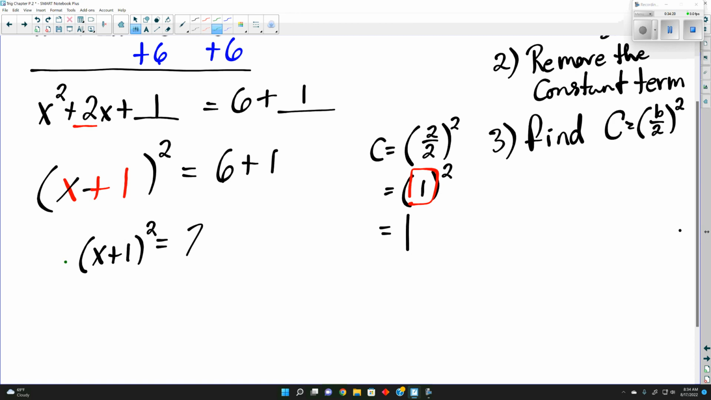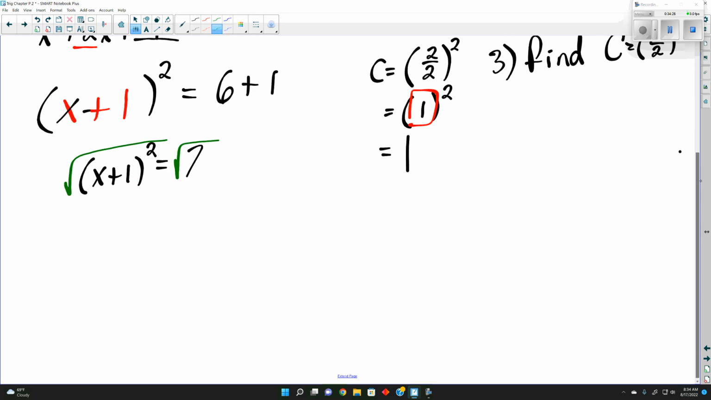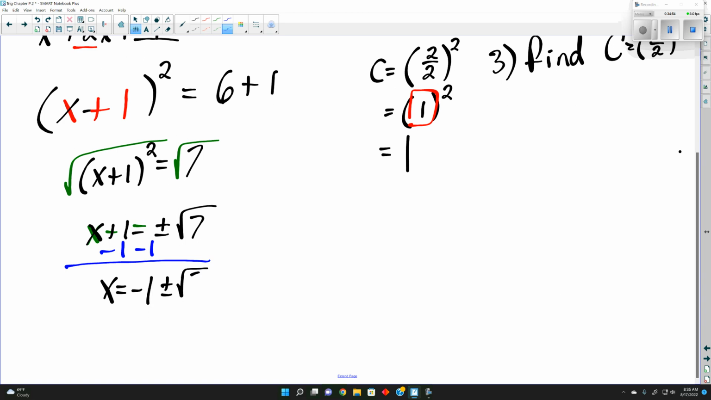Now at this point here, it's the same as the last one we did. We can square root both sides, telling us that x plus 1 is equal to plus or minus the square root of 7. And then last but not least, we would subtract 1, telling us x is equal to -1 plus or minus the square root of 7, and that would be our solution.